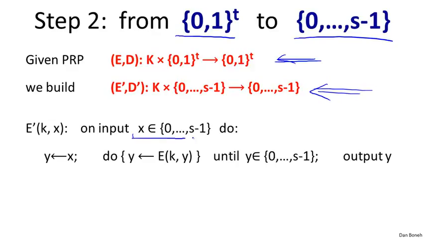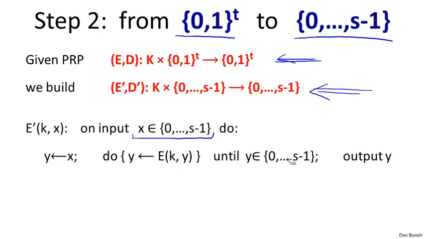Basically, we're given input x in the set 0 to s minus 1, and what we're going to do is we're going to iterate the following procedure again and again. So first of all, we map x into this temporary variable y, and now we're just going to encrypt the input x and put the result into y. If y is inside of our target set, we stop and we output y. If not, we iterate this again and again until finally y falls into our target set, and then we output that value.